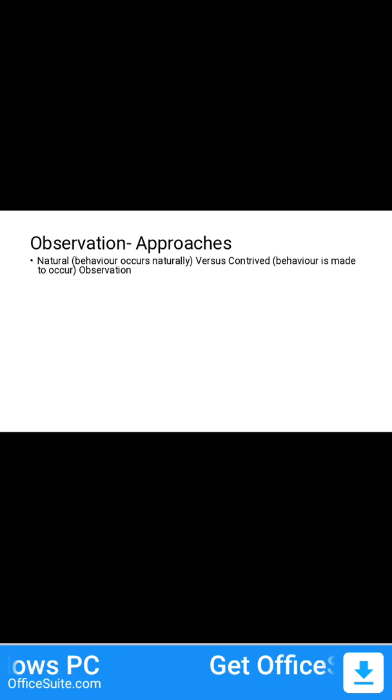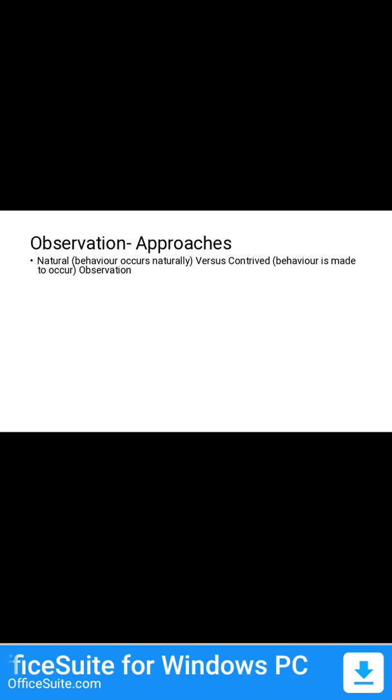Now let us talk about the different approaches which are there. Observation can be natural observation, and it could also be a contrived observation. Now, what is the meaning of natural observation? Natural observation means the behavior is occurring naturally, while contrived means that the researcher is making the behavior take place so that he can make his observations. So, the behavior is made to occur by the researcher.